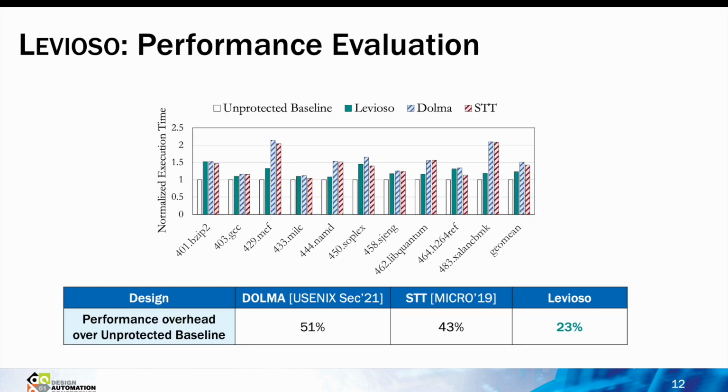In our simulation, we compared Levioso with 2 prior hardware-only mitigations with the same protection scope as Levioso, covering both sandbox and constant-time leakages. Our results show that Levioso incurs just 23% performance overhead compared to 51% overhead of Dolma and 43% overhead of STT, which means we can reduce the overhead of prior defenses by almost 2 times.